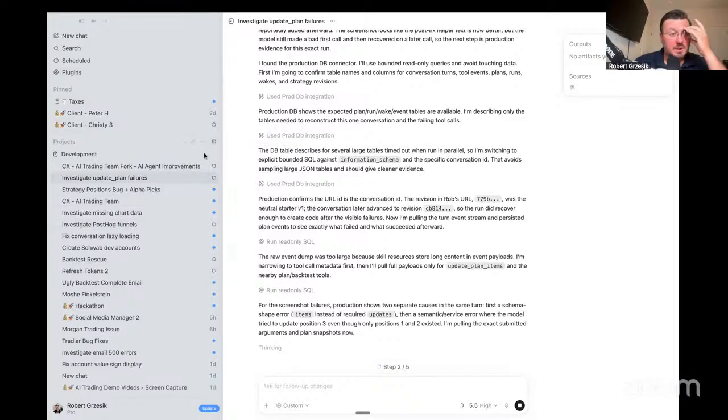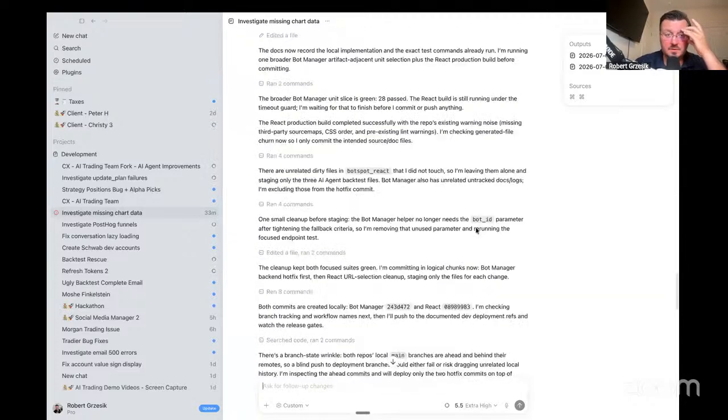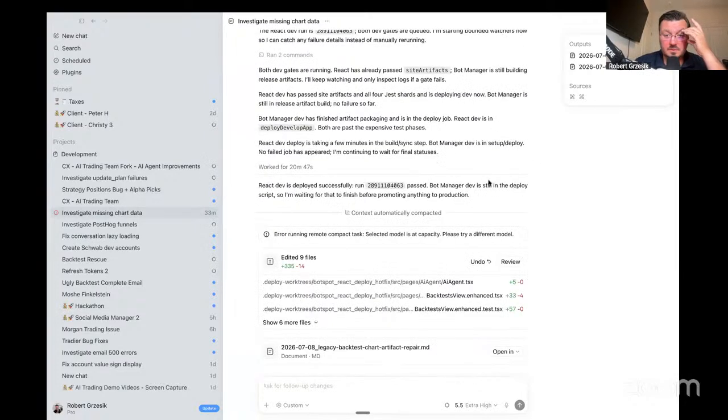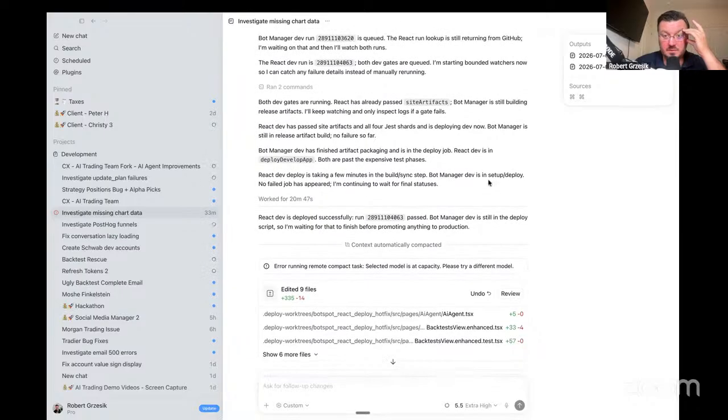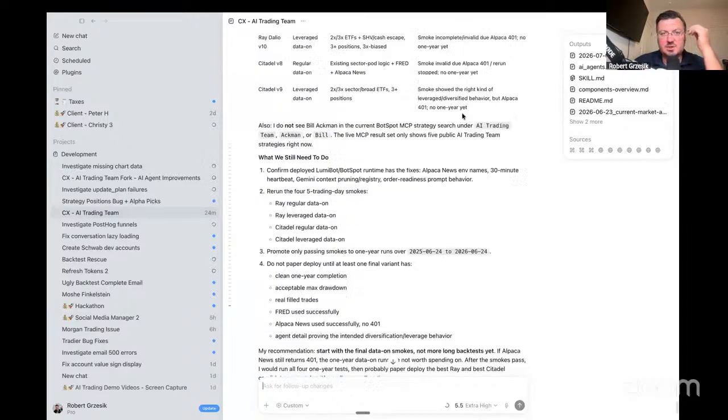Okay, so we got that working on. Let me see what's going on here. Please finish what you were working on. Okay, so we'll let those go off and do their own thing. And here's the actual AI trading team.